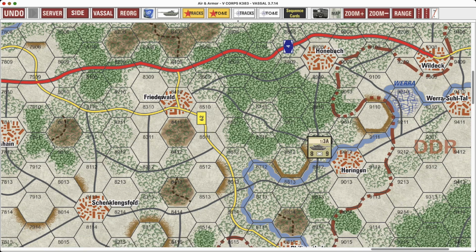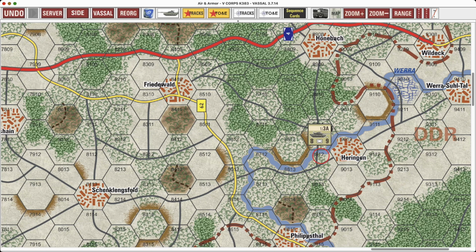Let's look at moving in this direction. So it would be +1 for this bridge here. So this unit would spend 1 movement point for the light woods, one movement point for the bridge because it's moving in tactical mode. So 1, 2, 3, 4, 5, 6.